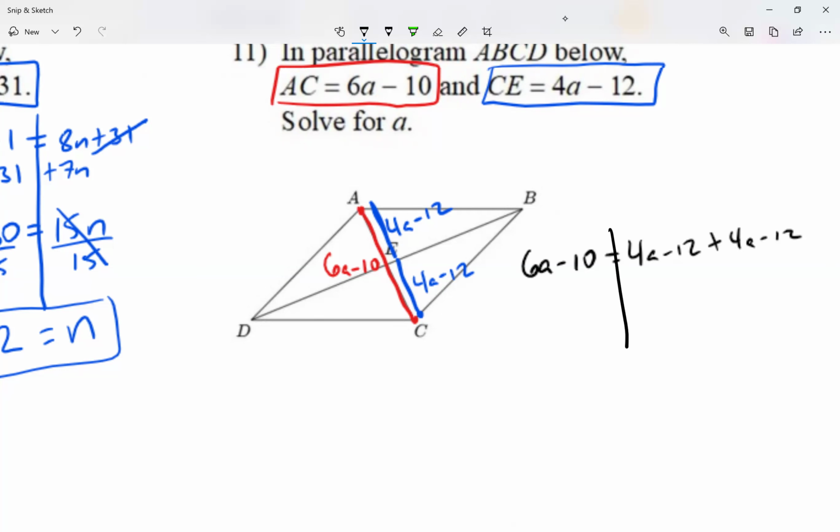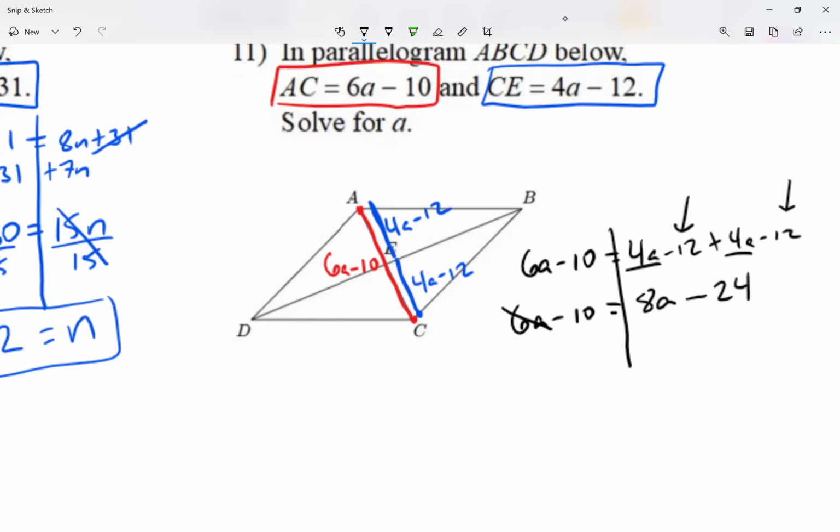All right, so let me simplify things out. On the left side, I have 6A minus 10. On the right side, when it comes to letters, 4A plus 4A, I'm going to call that 8A. Number-wise, negative 12 and negative 12, I'm going to call that negative 24. Okay, so I'm going to move one of my A's. I'm going to move the 6 to the other side as a negative 6A. My negative 24, let me move it over as a plus 24.